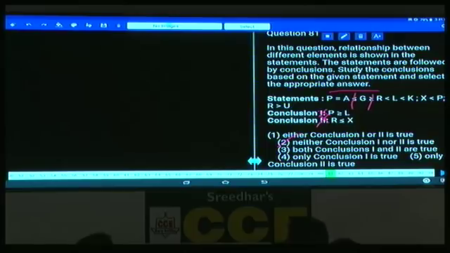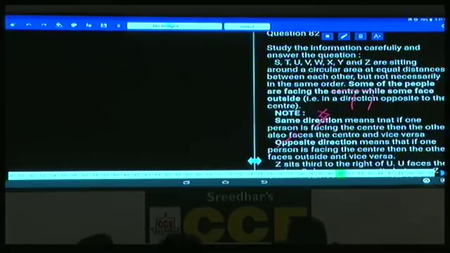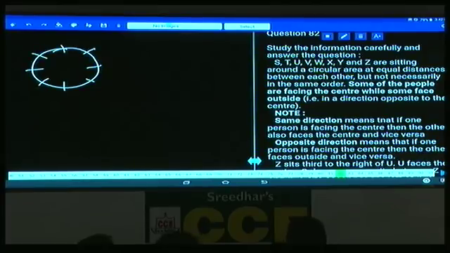Then 82 onwards. Now question numbers 82 and 86. S, T, U, V, W, X, Y, Z are seated around a circular table. How many persons are there? 8 persons. Now these 8 persons are facing towards the center? No. Some of them are facing the center and some of them are facing away from the center.